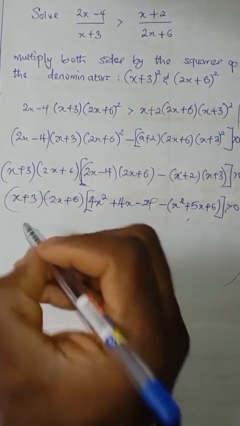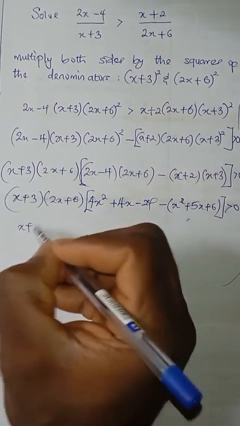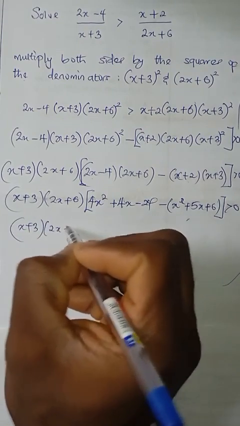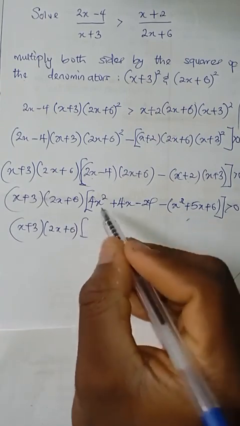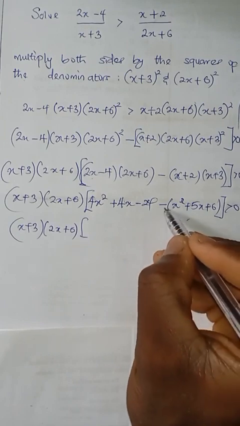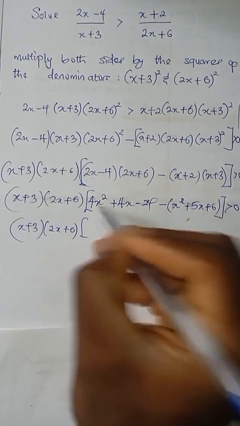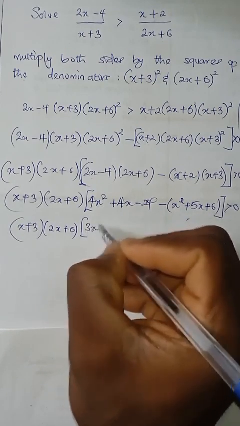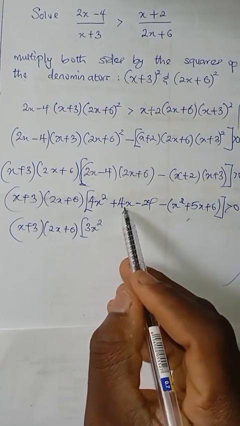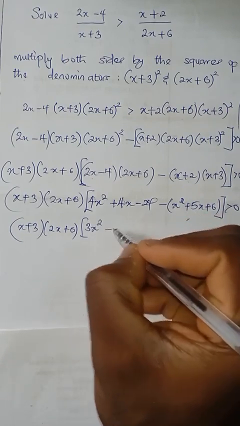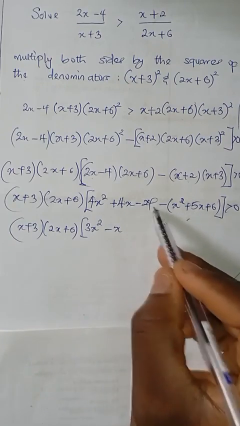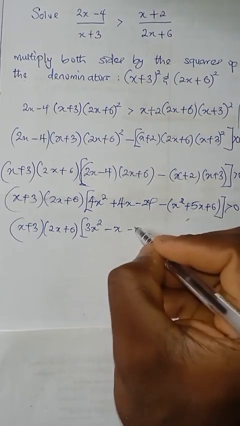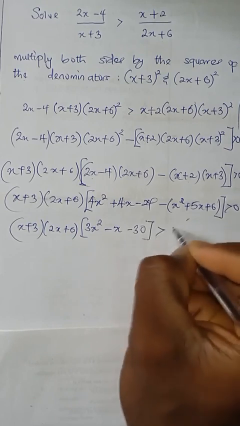And I will simplify now. Maybe x plus 3, just going to write this, plus 6. So if I simplify, don't forget, if I open my bracket, everything here becomes negative. So I'll say 4x squared minus x squared will give me 3x squared. Then I have 4x minus 5x giving me negative x. And I'm having minus 24 minus 6, which is giving me minus 30, all greater than 0.